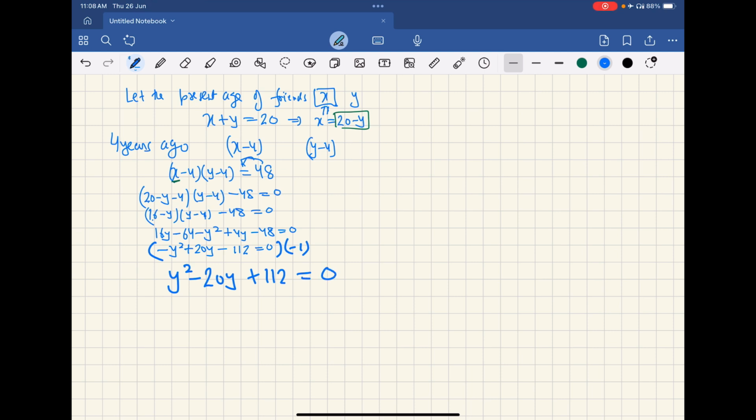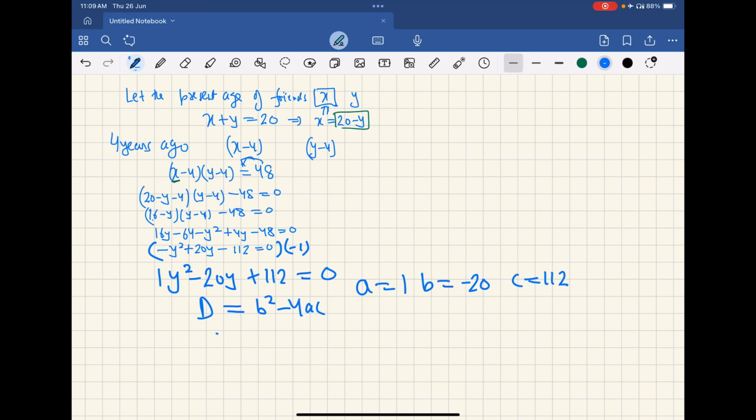अब हमें ये देखना है कि पहले तो क्या रियल रूट एग्जिस्ट करते हैं. So let us find d. So d is b square minus 4ac. What is a here? 1, coefficient of y square. What is b here? Minus 20. What is c here? 112.